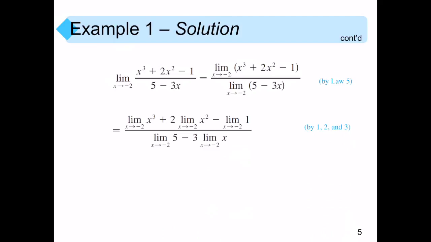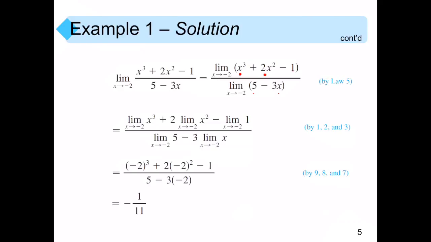Then we use the power function law, and the constant, addition, and subtraction laws. We write the limit through this function to each of them. Then we use the power function and identity function laws and find the function's limit. Then we calculate this and get the final answer, negative 1 over 11.